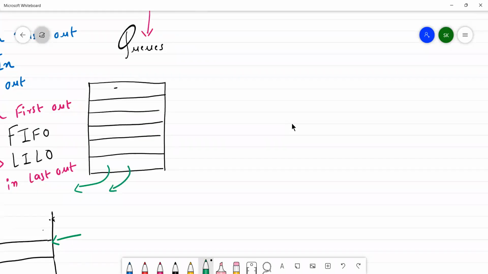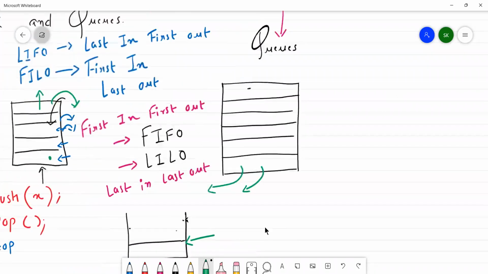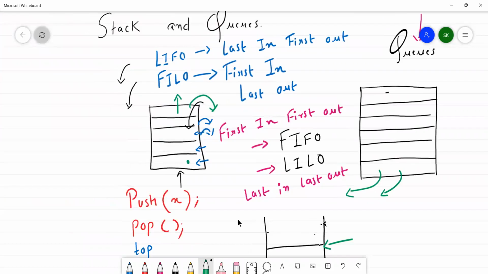Ma'am, one question regarding the size. You said that it is top plus one, but I remember I read somewhere that stack also has a size method. Yeah, it does. See, we are implementing here, like I'm telling here, that it is top plus one, right?